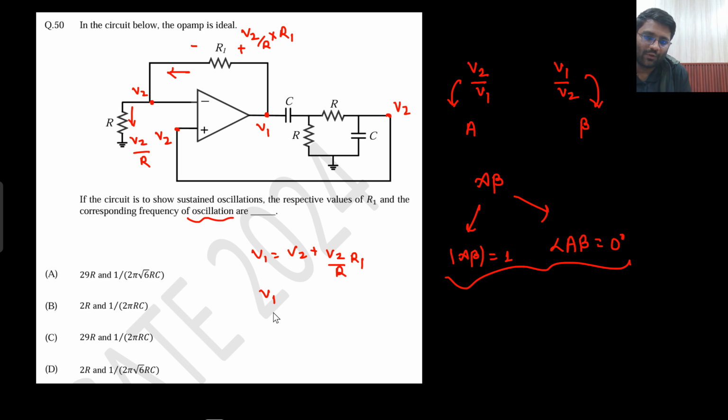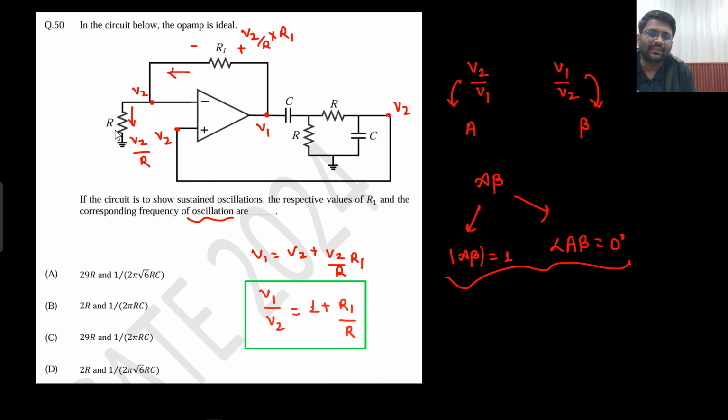Right? So what will be the value of V1 by V2 you will be getting? V1 by V2 we are getting as 1 plus R1 by R. Or you can simply say this was nothing but a non-inverting amplifier. The gain would be 1 plus RF by R, 1 plus R1 by R. This would be the gain. So V1 by V2, if I assume my V2 here, then it is much easier for me. So V2 by V1, sorry, V1 by V2 I have already found out.